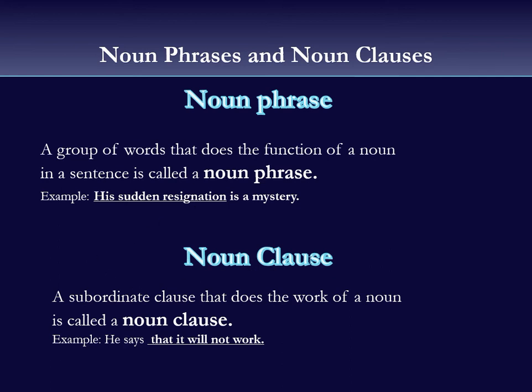Same here with the noun clause. A subordinate clause that does the work of a noun is called a noun clause. So whenever a subordinate clause is doing the work of a noun or is taking the place of a noun, then it is called a noun clause. For example, he says that it will not work. So here we can say that this part of the sentence, the subordinate clause, is a noun clause.